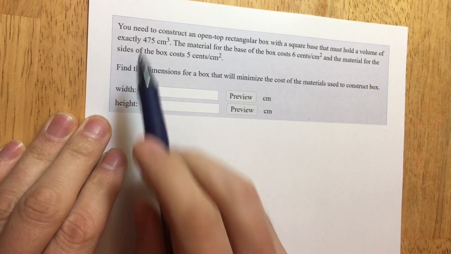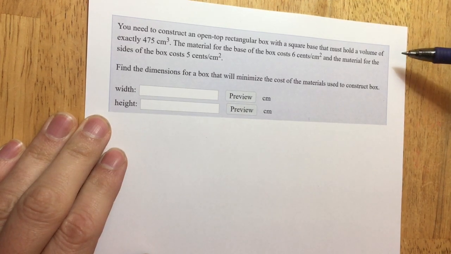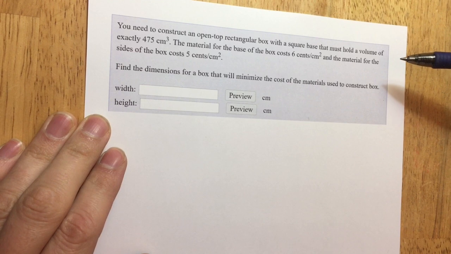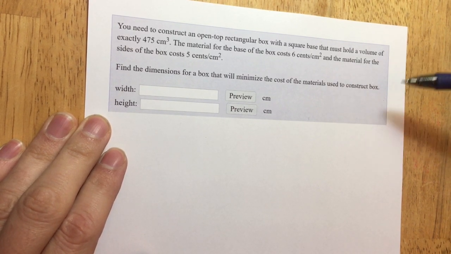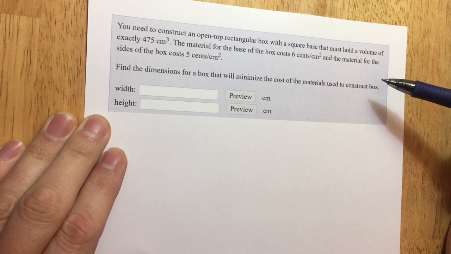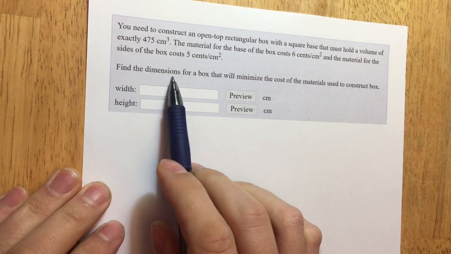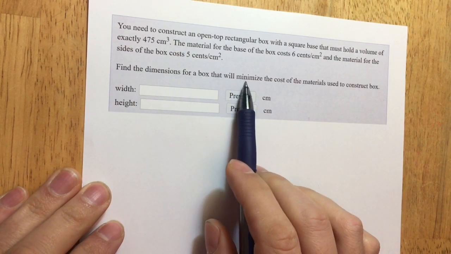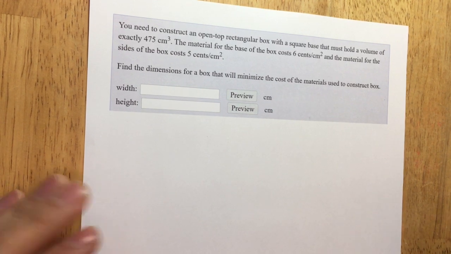It says, you need to construct an open-top rectangular box with a square base that must hold a volume of exactly 475 cubic centimeters. The material for the base of the box costs 6 cents per centimeter squared, and the material for the sides of the box costs 5 cents per square centimeter. Okay, so they want us to find the dimensions for the box that will minimize the cost of the materials used. Okay, so we need to find these dimensions.